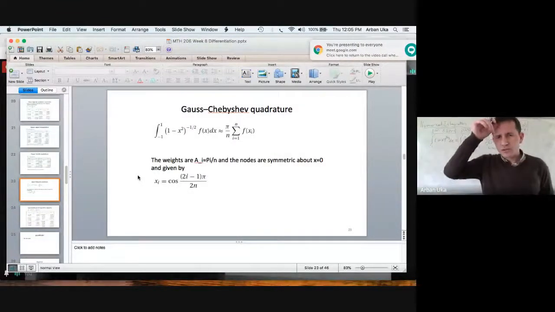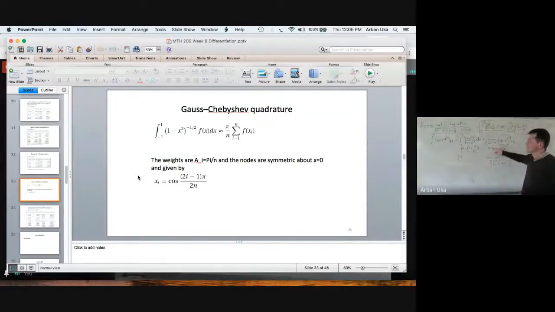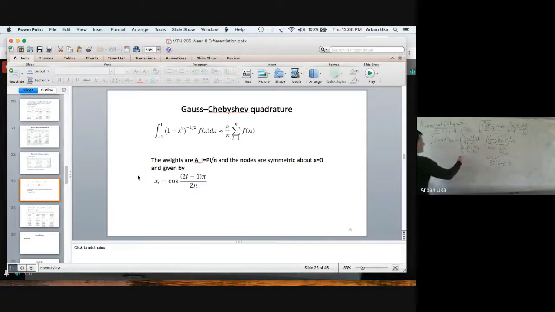So Chebyshev quadrature is shown here. If the singularity has this form, we look at the rest. So this f of x is a polynomial which is 1 minus x squared all to the power of 2. So what does this say? The weights a_i are equal to pi over n. In this case, n is equal to 3, which means that the weights are pi over 3. So we can write them, this is function f of x2, function f of x3.